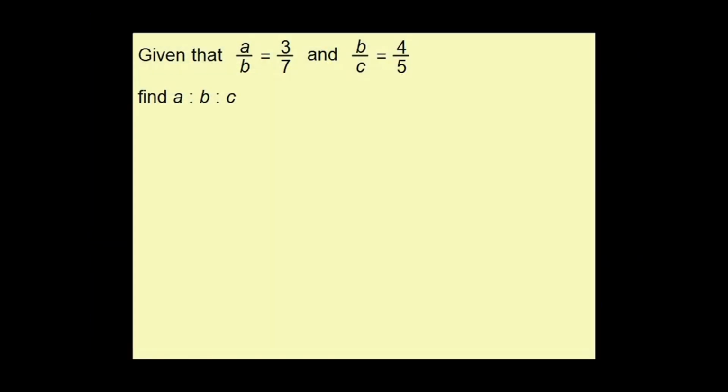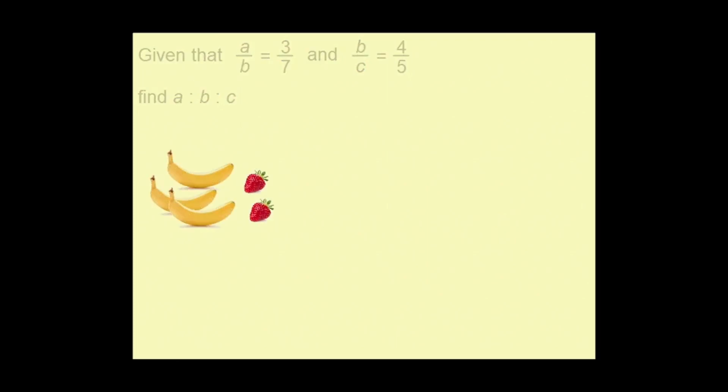This is a tricky looking question because we've got some fractions here. Before we begin, let's have a quick look at a link between fractions and ratios. So here's some fruit. Let's say we have 3 bananas and 2 strawberries. What fraction of the fruit are bananas? Well, it's 3/5 because we've got 3 bananas out of 5 fruits altogether.